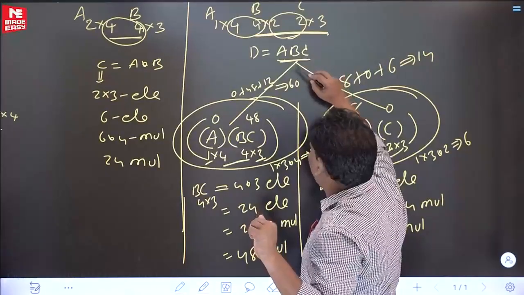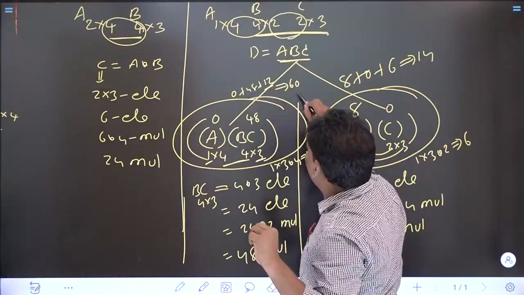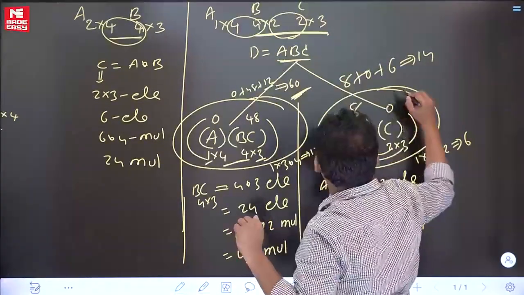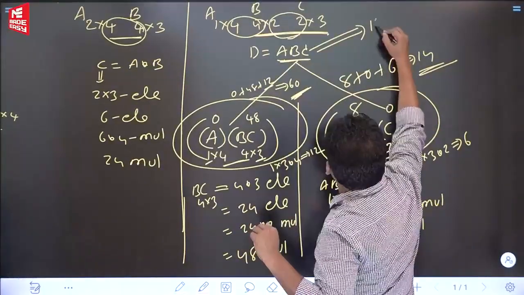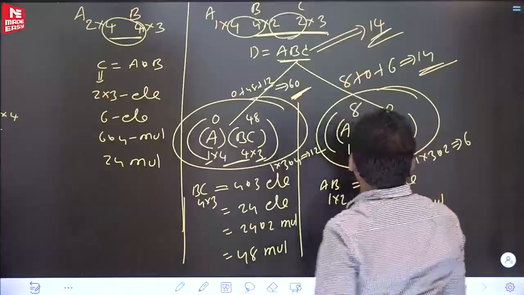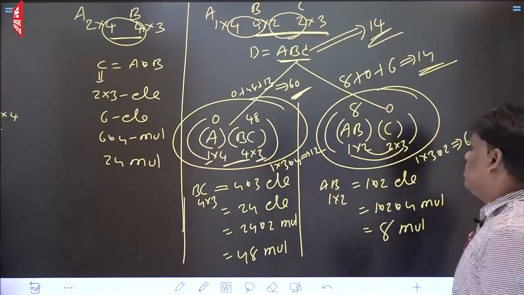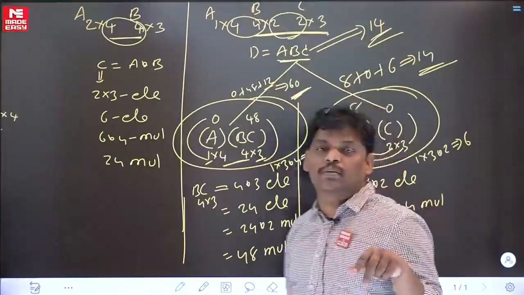Can you help me now? To do ABC, how many ways? 2 ways. First way required how many multiplications? 60. Second way required how many multiplications? 14. Can you help me? Best one, overall best one. What is the answer? 14. Overall best one is going to be 14. I think now people got to know. What is the meaning of matrix chain multiplication?